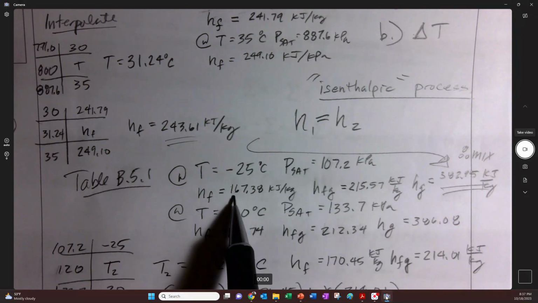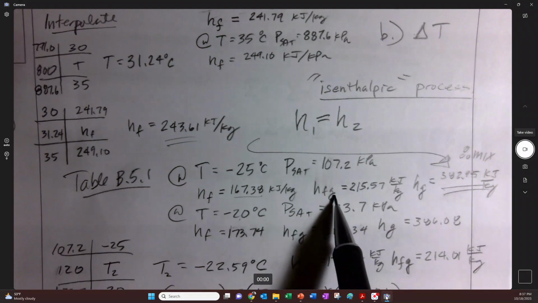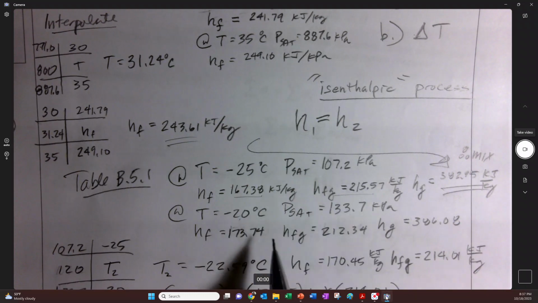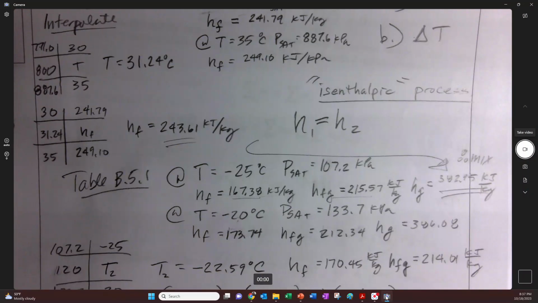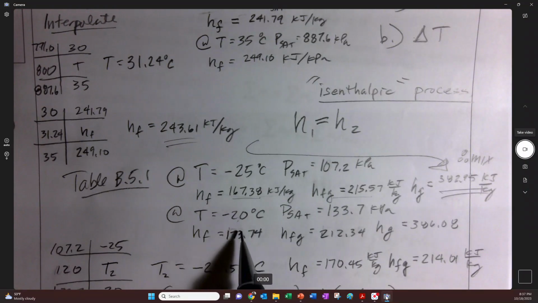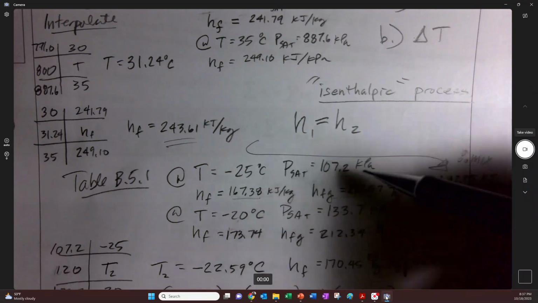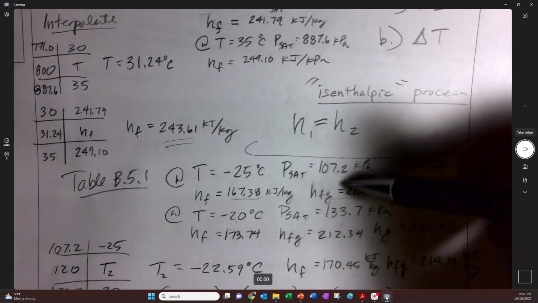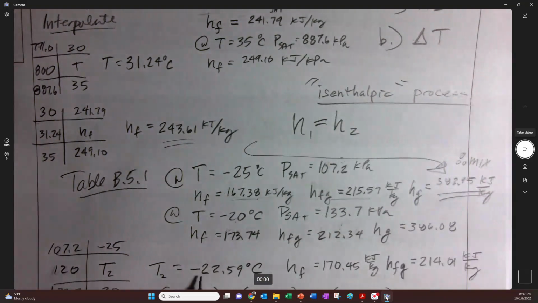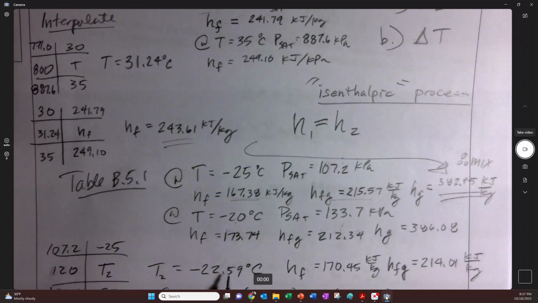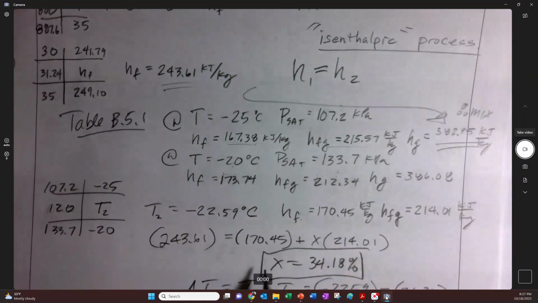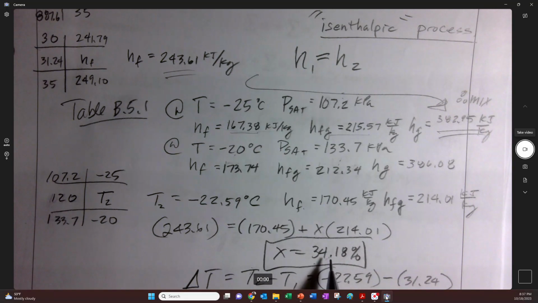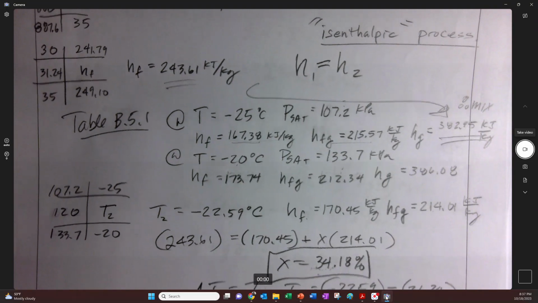And we find what the HF and the HFG are at those two, and then down here we interpolate in between to get the pressure. We interpolate this value right here to get the pressure. And then here's the temperature we're going to predict, and here's the HF and here's the HFG. And then we can find out what the quality is going to be. So let me go back just a second.